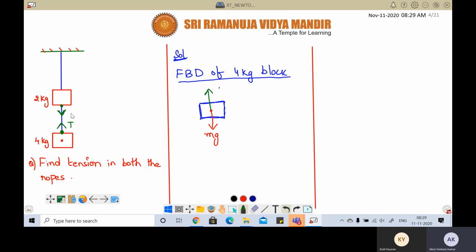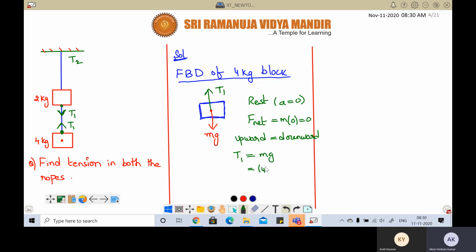Let us say we call it T, then this is also T. Let us say we call it T1, because another string is there. Here we call it T2. So this is T1. Now is the block at rest? Acceleration is 0, so F net equals m a, m into 0, that is 0. So F net is 0, which means upward force must be equal to downward force. So T1 equals mg. What is m? 4, into g which is 10, so that is equal to 40 newtons. So T1 we got.